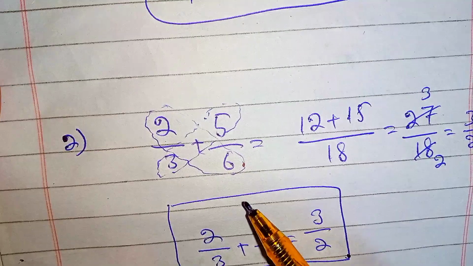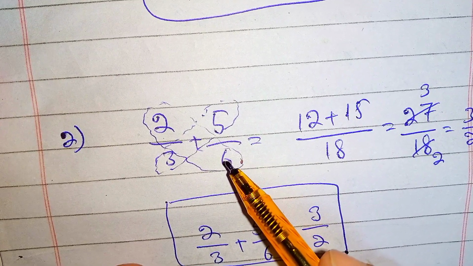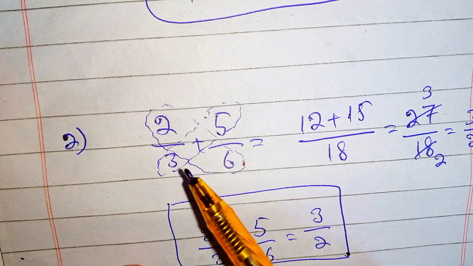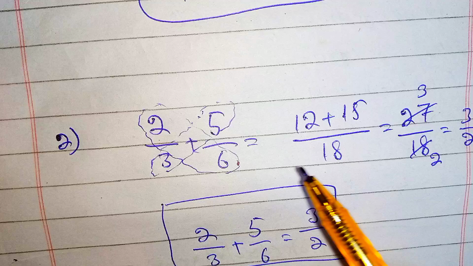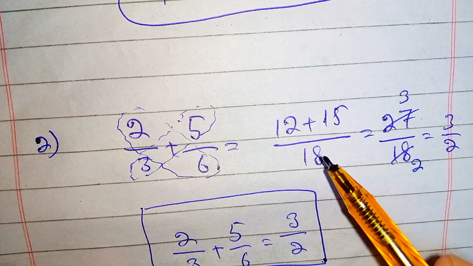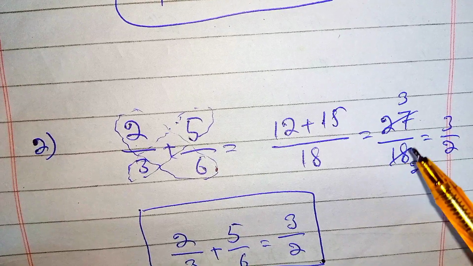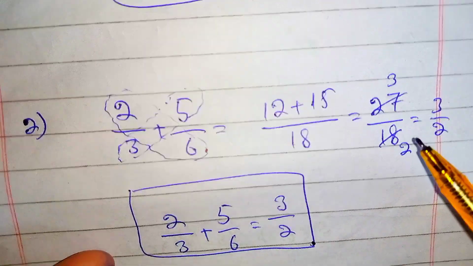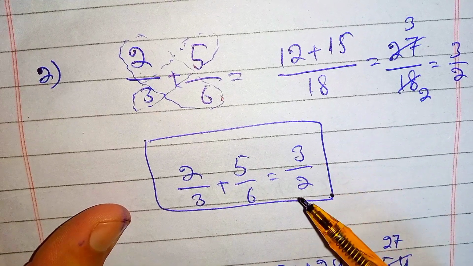Now here is another example, 2 over 3 plus 5 over 6. Again, we will multiply 6 with 2, which is equal to 12, and multiply 3 with 5, which is equal to 15, and multiply 3 with 6, which is equal to 18. So 12 plus 15 is equal to 27 over 18. Now we will simplify 27 over 18, which is equal to 3 over 2. So 2 over 3 plus 5 over 6 is equal to 3 over 2.